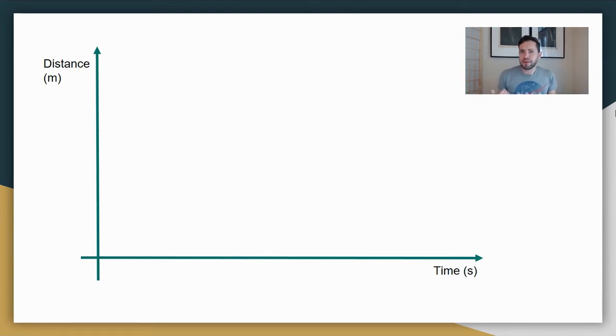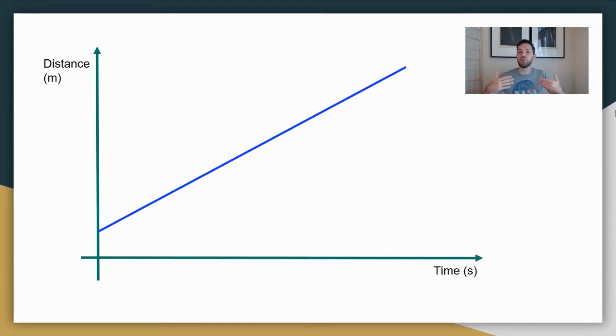So what we would expect to see if I start kind of close and I move further away is a graph that looks something like this, right? I'm starting fairly close, so it's a small y coordinate. As I'm moving further away, as time progresses, I'm going to have a much higher y coordinate.